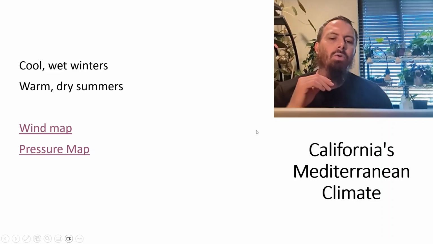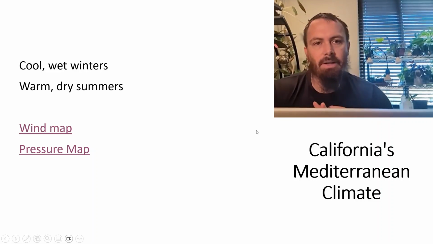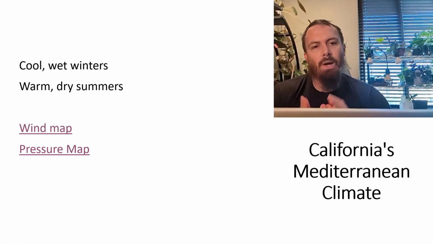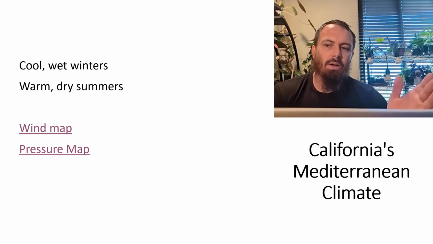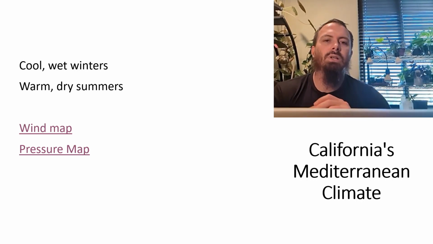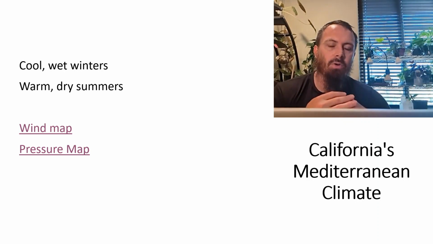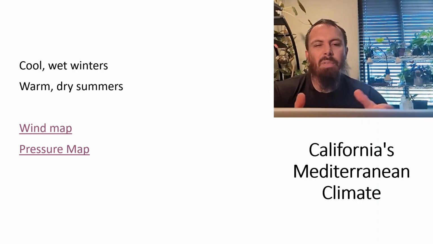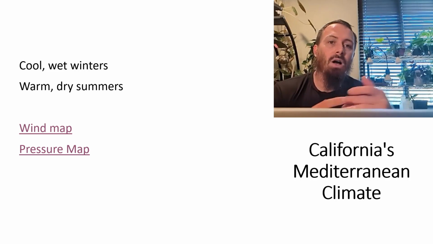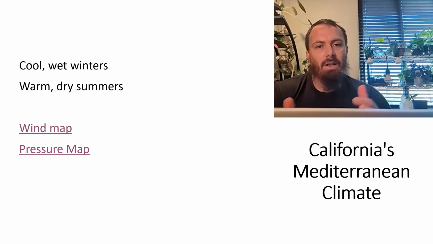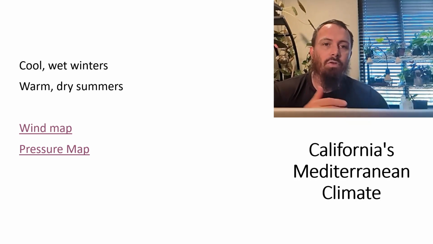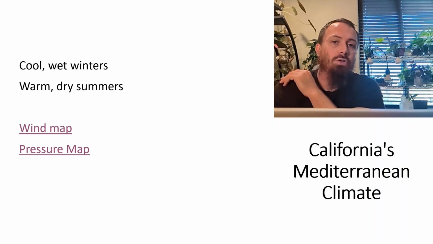Now, California has what we call a Mediterranean climate. It's when we have cool, wet winters and warm, dry summers. We get pretty much all of our rain in the winter and pretty much no rain in the summer. Our winters are cold but relatively mild, and our summers are hot, often extremely hot, right? That's a Mediterranean climate. Oddly enough, and if you've been here your whole life, you might not realize it, that's unusual. That's not what most places are like.